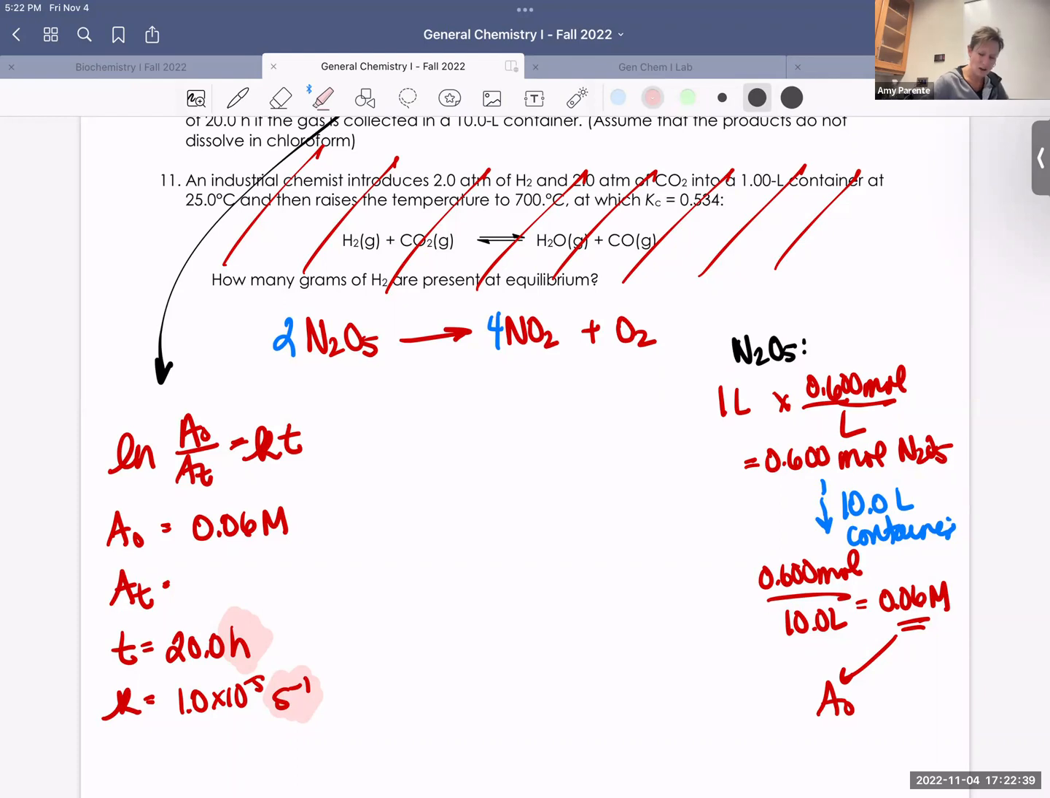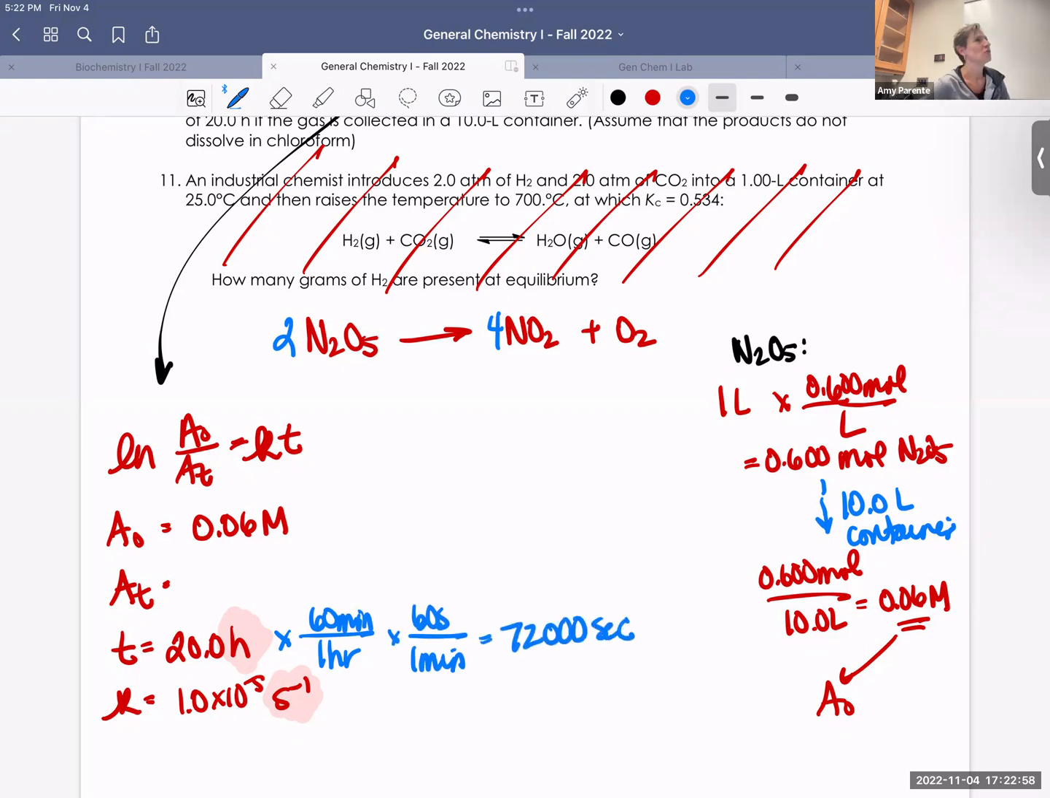So I always tell people you are better off changing your time, knowing that 1 hour is 60 minutes and 1 minute is 60 seconds. And I get 72,000 seconds. You're better off changing your time rather than your rate constant, because it's super easy to get those mixed up.